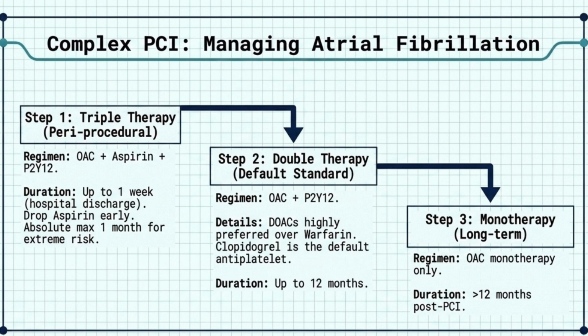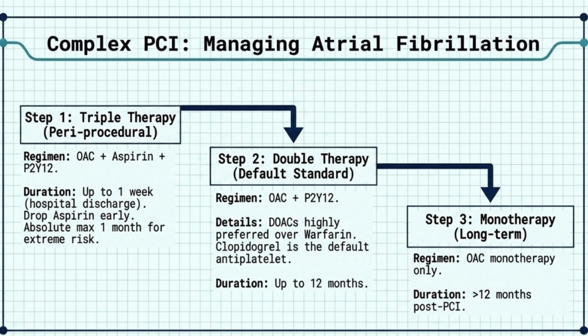Historically, these patients were kept on triple therapy: an oral anticoagulant, aspirin, and a P2Y12 inhibitor. However, clinical data has completely shifted this paradigm because triple therapy massively spikes life-threatening bleeding risks without offering a matching ischemic benefit. According to the latest guidelines highlighted in this protocol, double therapy is now the standard default strategy for the vast majority of patients. Let's look at the timeline breakdown.